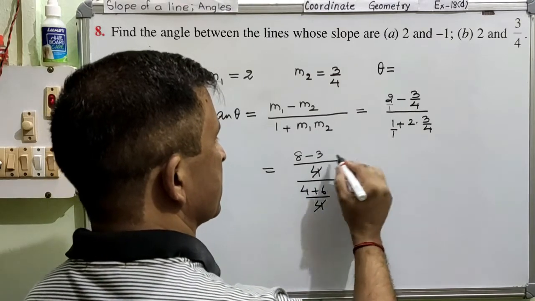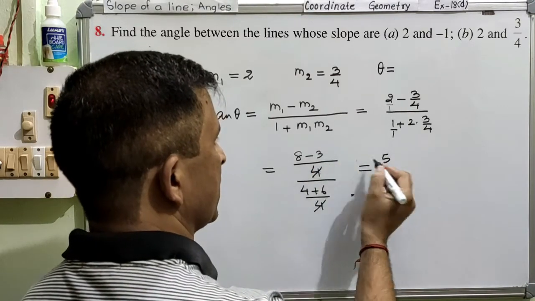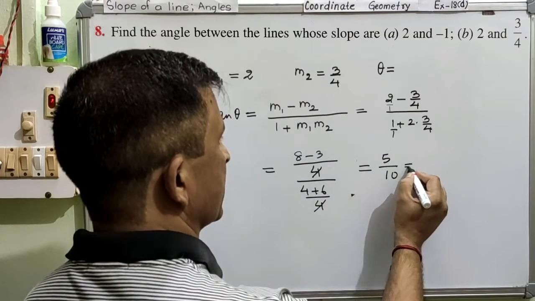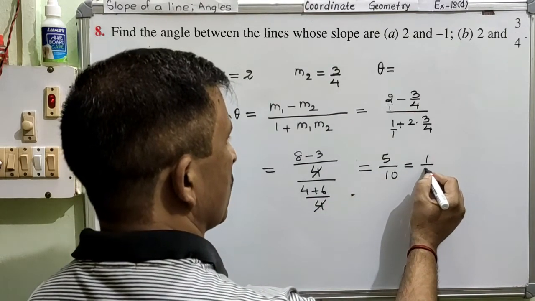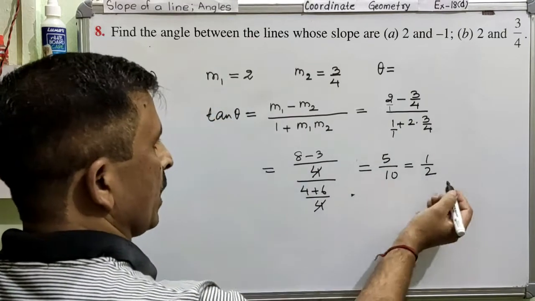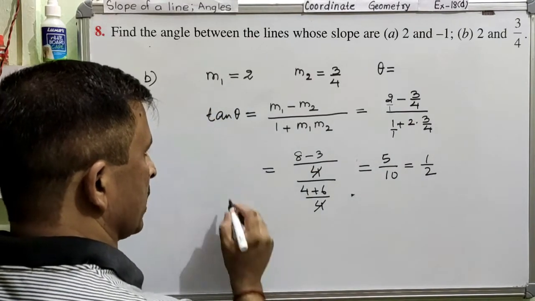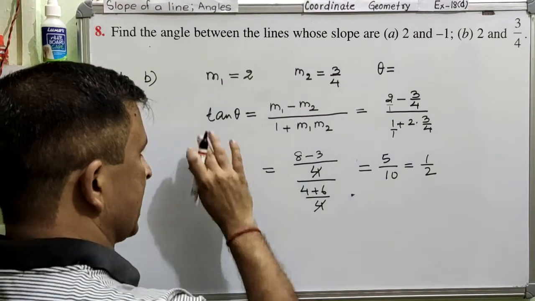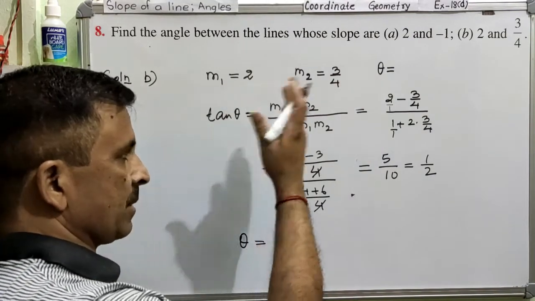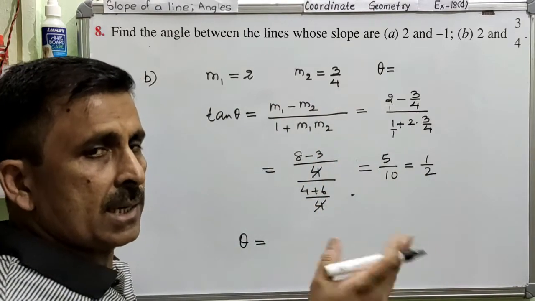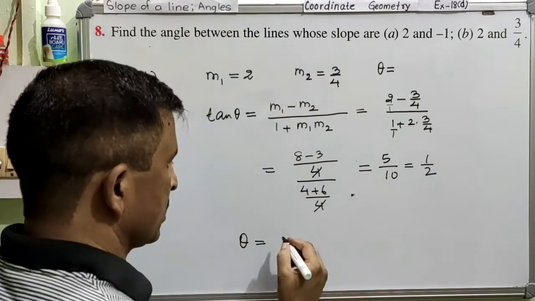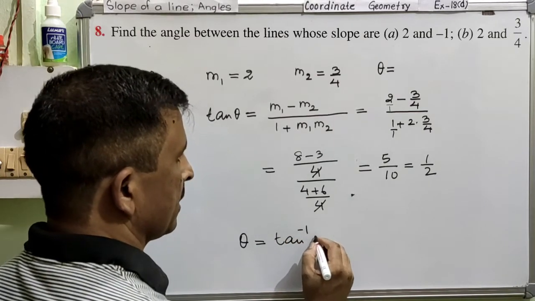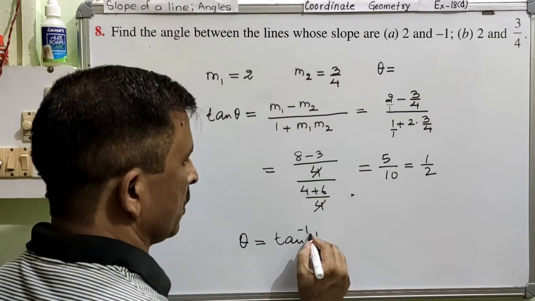Now this is 5, 8 minus 3 is 5, and then 4 plus 6 is 10. Now further this can be reduced, and this is equal to 1 over 2. So tan theta we have got as equal to 1 over 2. So now we can find the value of theta. To find the value of theta, this tan will go to the other side. Whenever the trigonometric ratio moves from one side to another side, it changes into inverse. So it will be tan inverse 1 over 2.